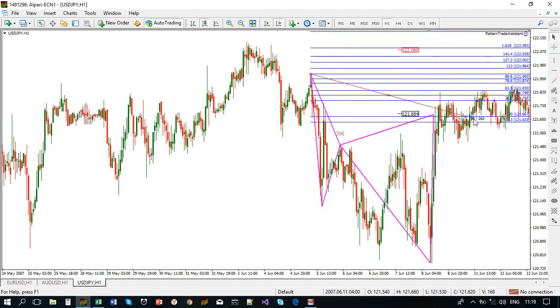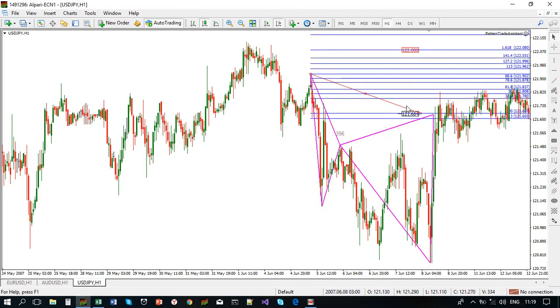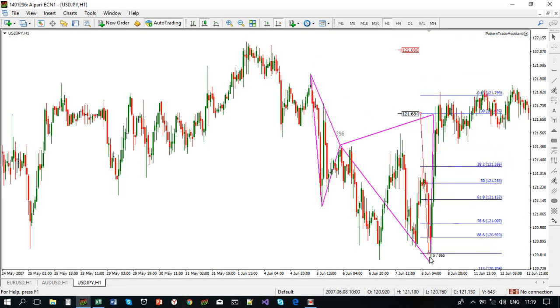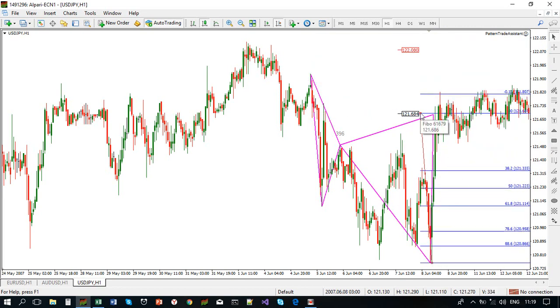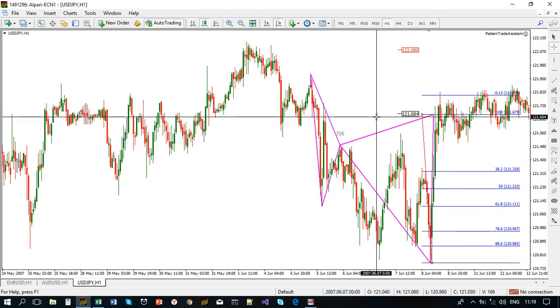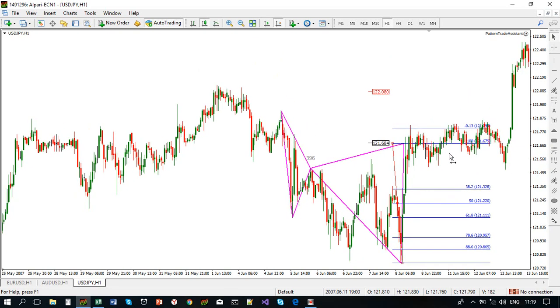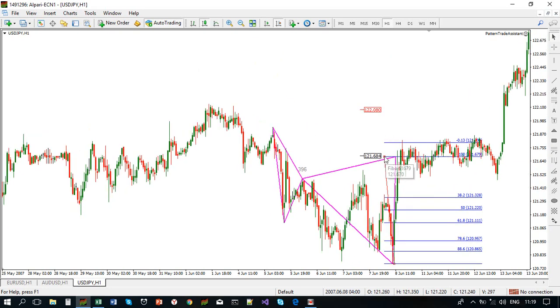Okay, now let's measure. This is the C point, this is the entry, slightly lower than the original one, yes. And the, oh, by the way, was it a winner or not?